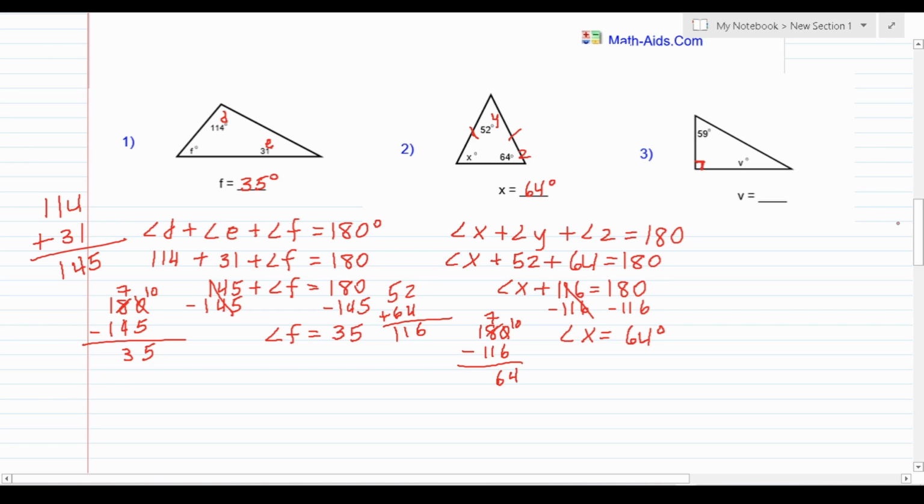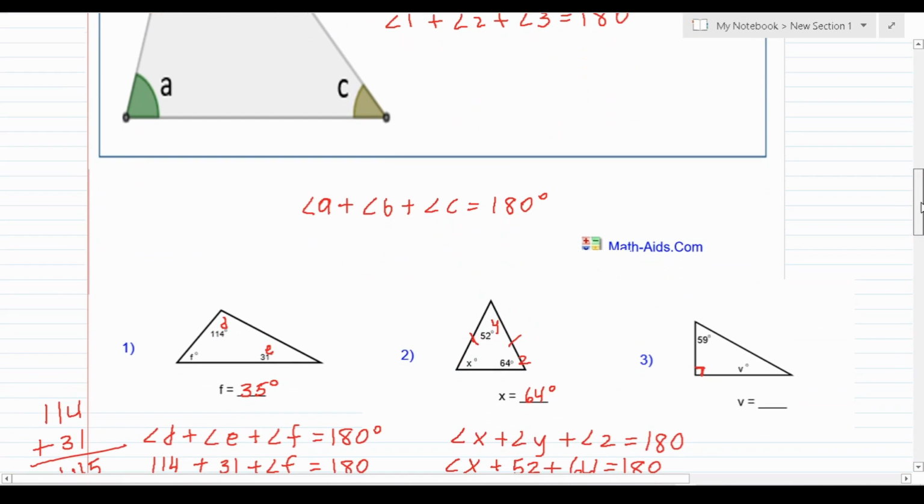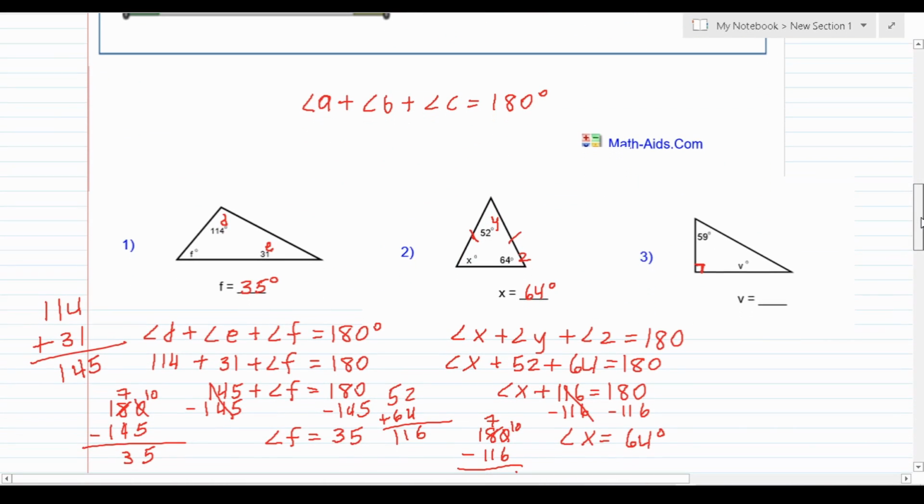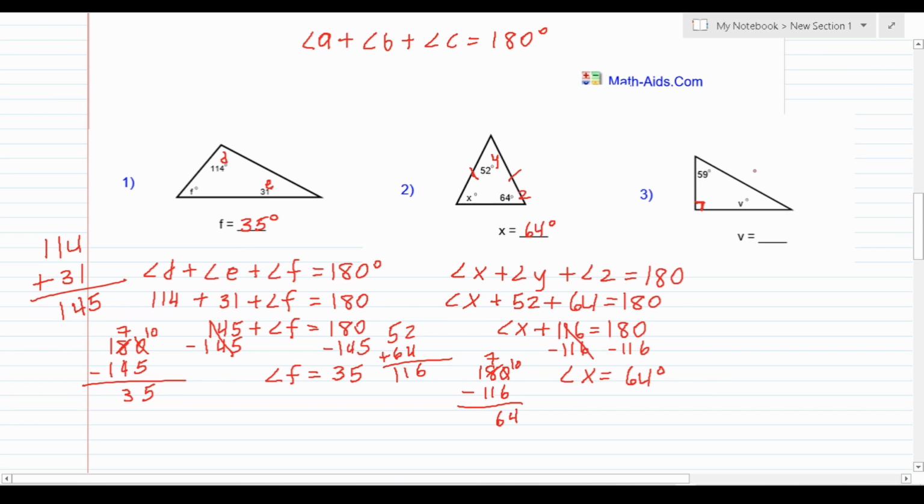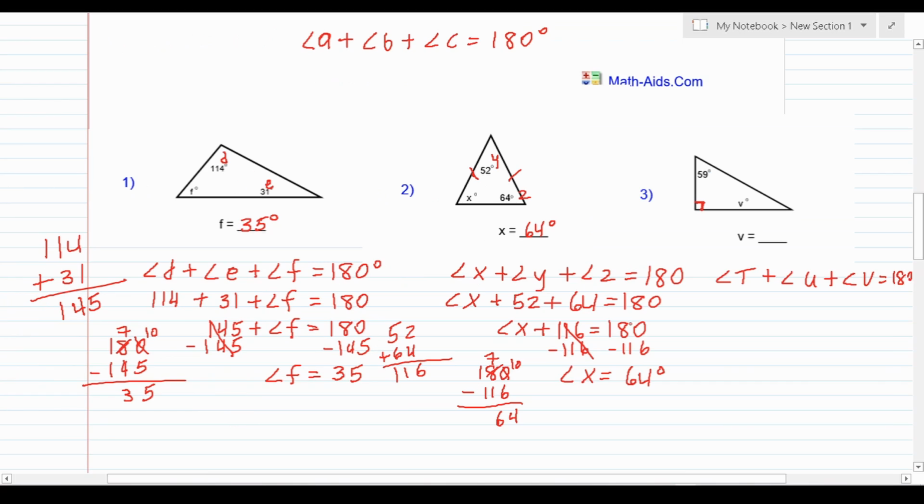All right. So again, according to the Triangle Sum Theorem, angle A plus B plus angle C equals 180. In this case, we're given V, so I'm going to make things easier and call this angle T plus angle U plus angle V equals 180. And I'm running out of space, so let me go back a little bit so I can write that more clearly.